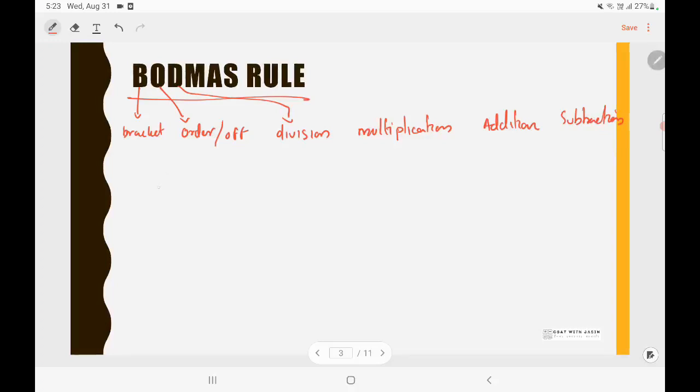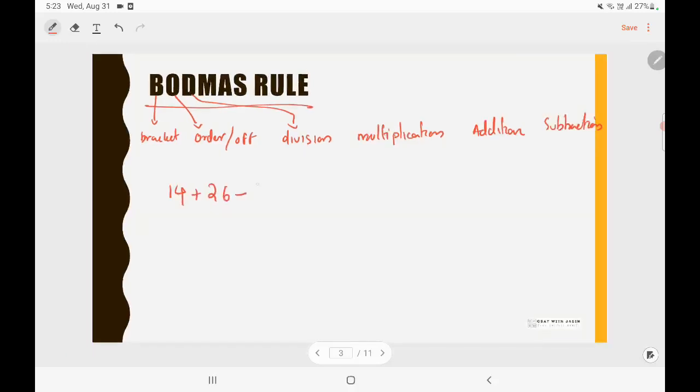For example, you have a question like 14 plus 26 minus 27 divided by 3 into 2. Here there are no brackets and no order, so first comes division. You need to do the division first. So we get 14 plus 26 minus 27 divided by 3 is 9, into 2. Now you need to do multiplication. That means this one. That is 14 plus 26 minus 18.